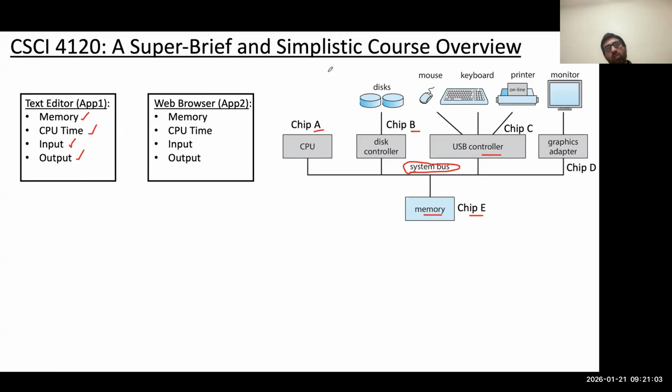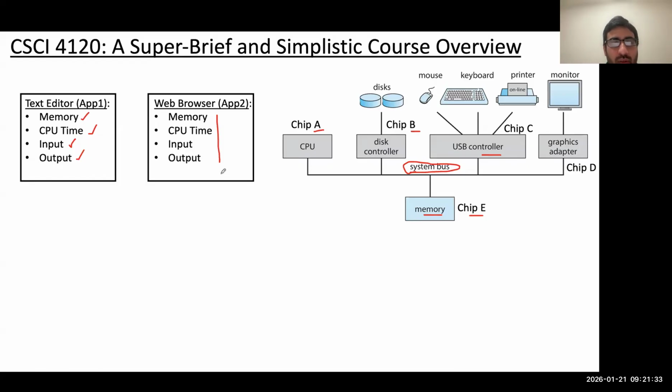Similarly, let's say you are running the text editor and the web browser at the same time. The same statements are also true for the web browser. It will also need memory to store the source code of the application. It will also need the allocation of the CPU so that the source code can be executed. And this time, maybe the inputs and outputs are different. For example, maybe input is just clicking and output is displaying a new web page on your screen, right?